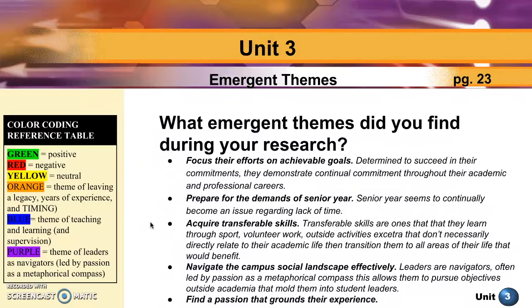Our color coding reference table can also be found on the left-hand side. Green is for positive, red is for negative, yellow is for neutral. Orange is a theme of leaving a legacy of positive years of experience within the campus. Blue is a theme of teaching and learning and supervision, and purple is a theme of leaders as navigators, led by passion as a more metaphorical compass.